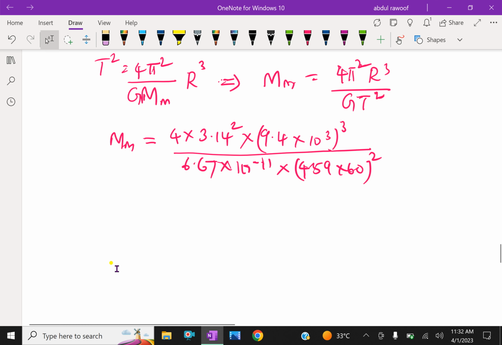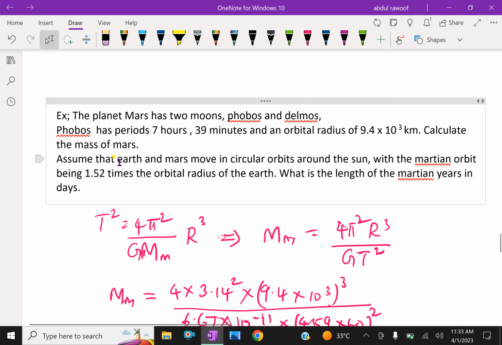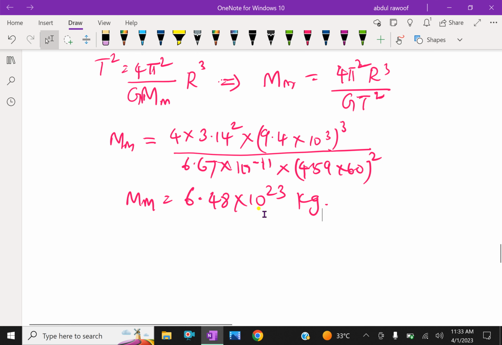So by using the calculator, we get M equal to 6.48 into 10 power 23 kg. We have calculated the mass of Mars: 6.48 into 10 power 23 kg.